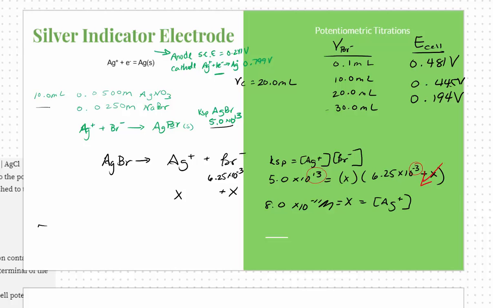So now I go back to my standard E cell equation. I'm looking for the E of the cathode. I start with the standard reduction potential, 0.799 volts, and I'm going to subtract 0.05916 times the log of the Q value. In this case here, this is the equation I'm using.